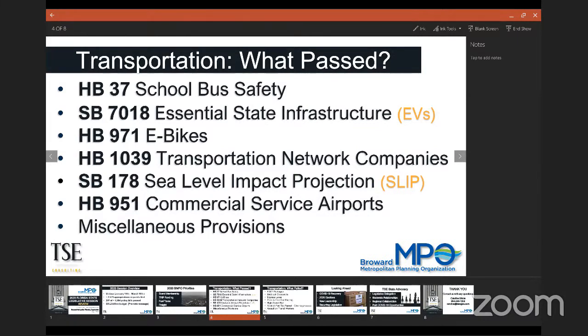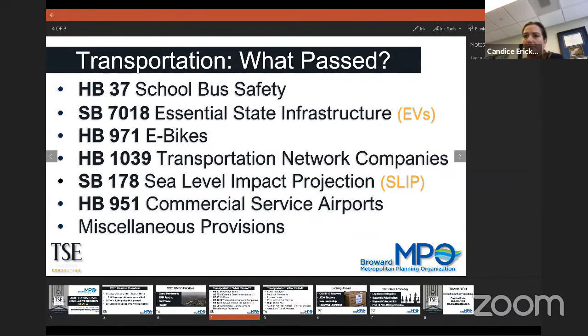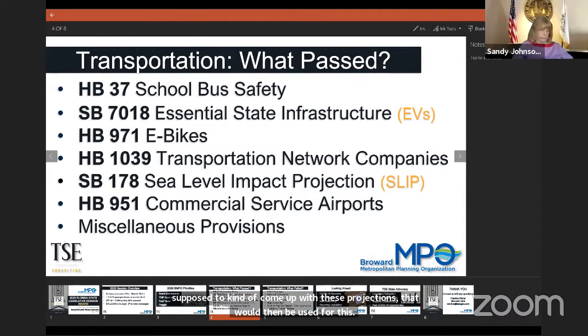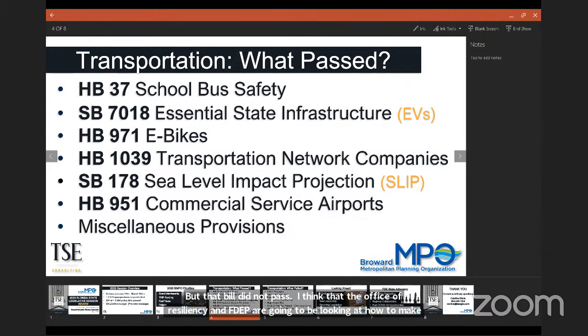There was another bill that was going to set up a sea level rise task force that was supposed to come up with these projections that would then be used for this. But that bill did not pass. But I think that the Office of Resiliency and FDEP are going to be looking at how to make those projections, and that's what they're going to base it on. And I'm sure that they're going to be looking at the ULI that you guys adopted. But it wasn't addressed specifically in the legislation what the projection would be based on.